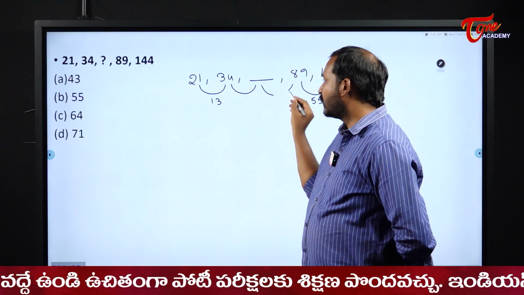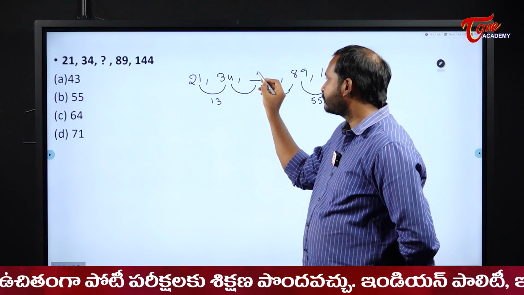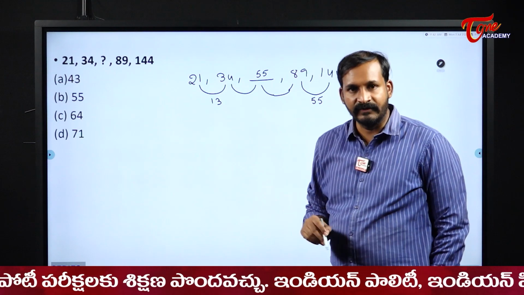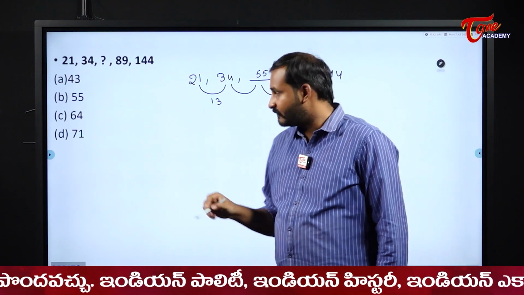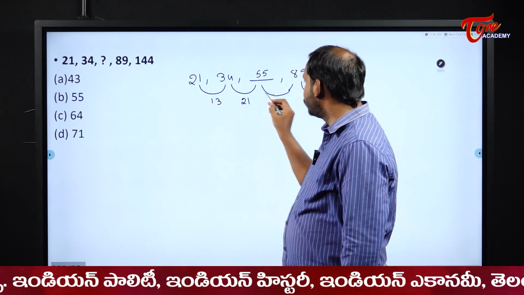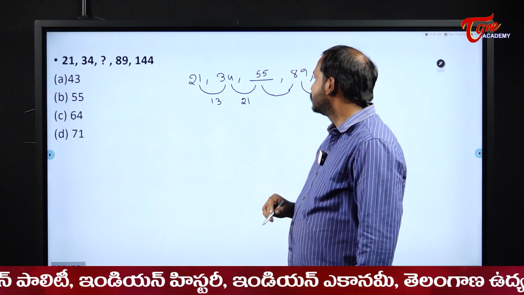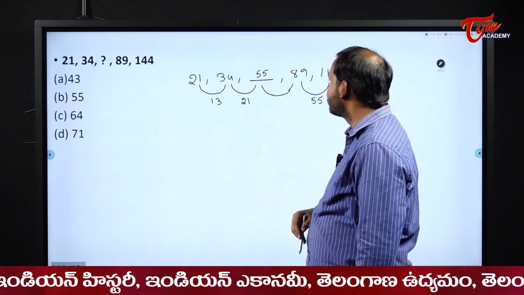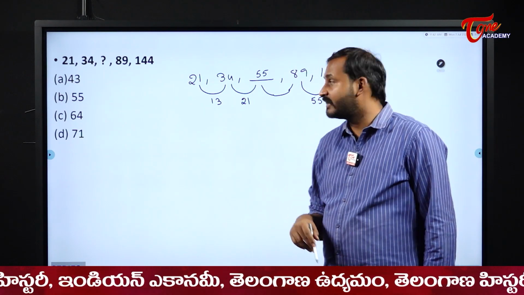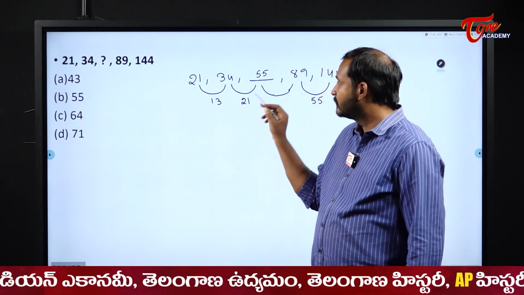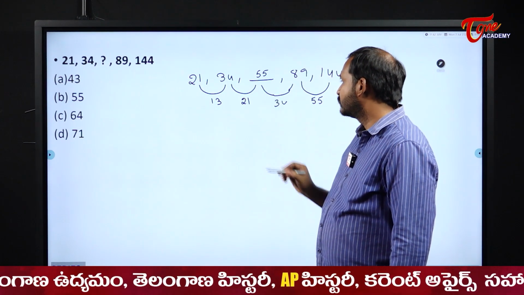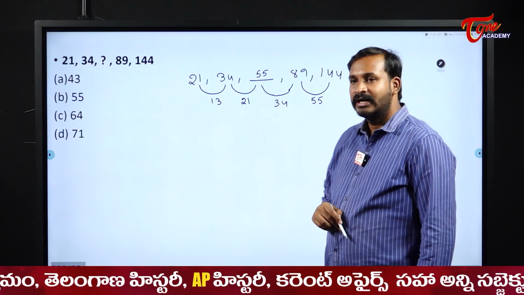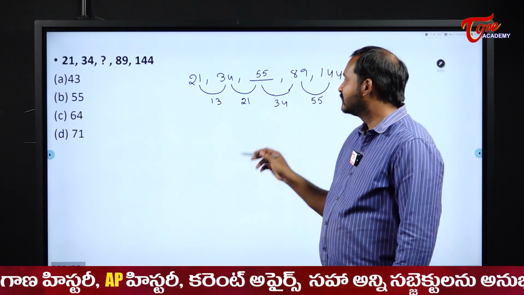Next, what will I put? I will put 55. If I put 55 here, what is the difference between 34 and 55, students? 21, sir. Okay, what will be the difference between 55 and 89? What does it become? 34. 34, right? Now please observe here, students.